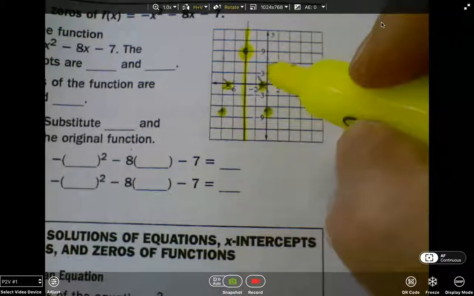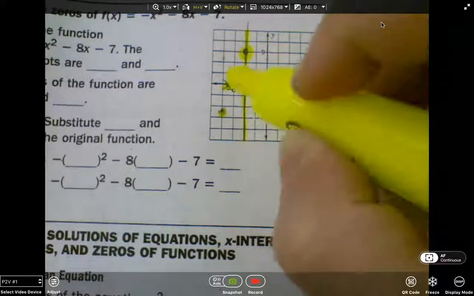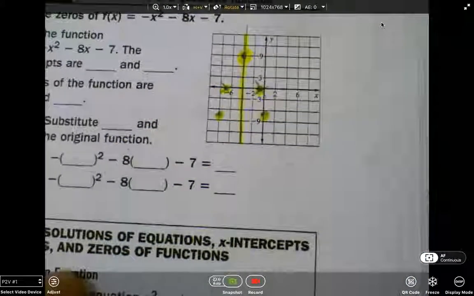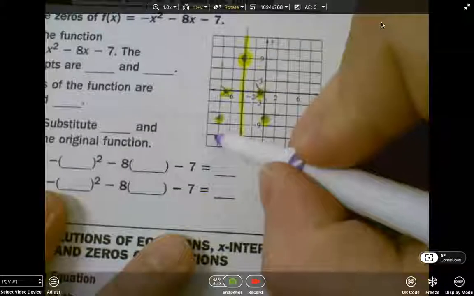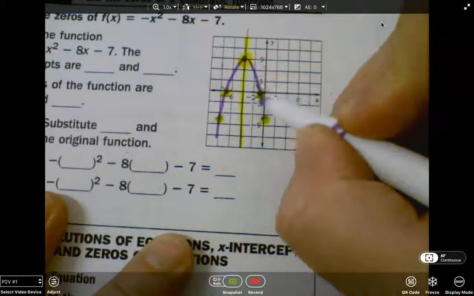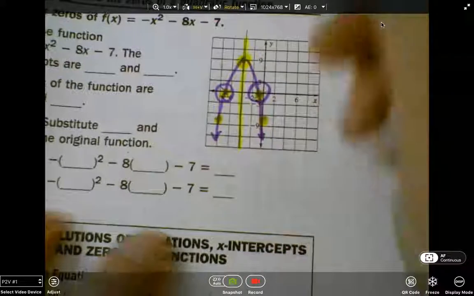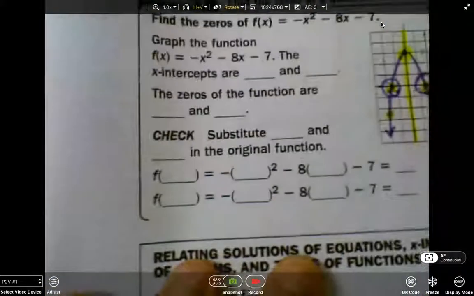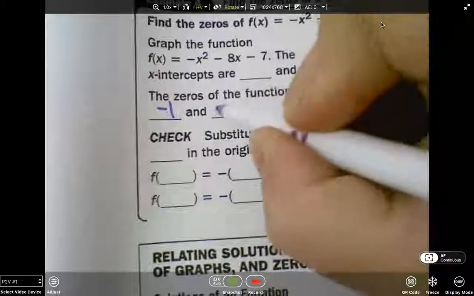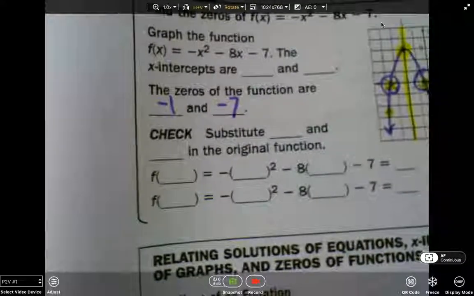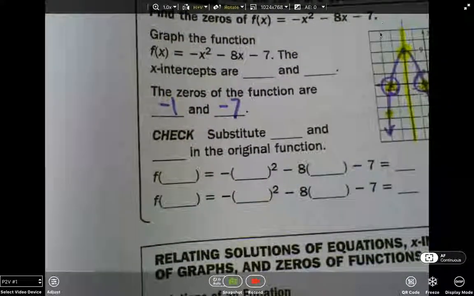-1, 0, -7, 0. So my final graph with my solutions, the smooth curve, looks like this. And then my solutions would be here, here. So the zeros of the function, if you will, are -1 and -7. I hope that helps you clarify how to graph in order to solve quadratic functions.